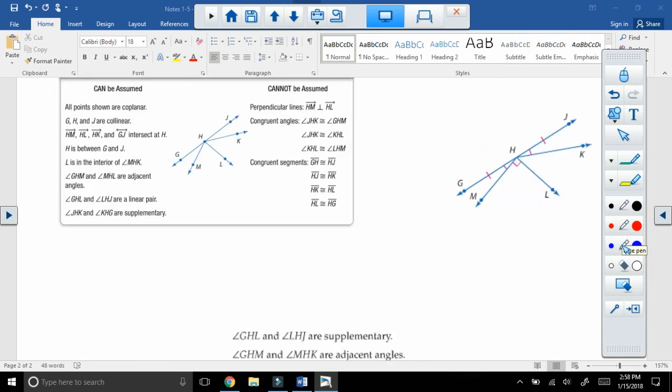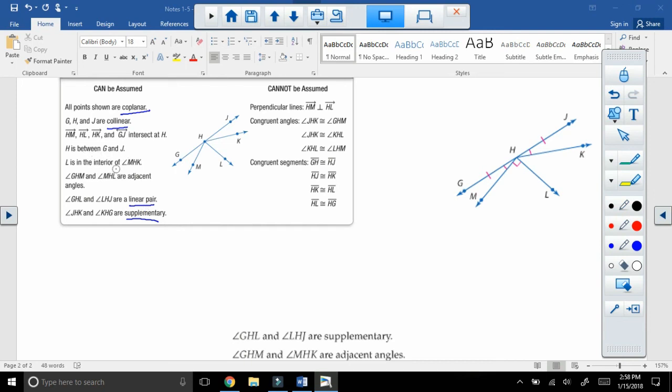I know this is the long section, almost done. There are a few things we need to make sure we can talk about, things that can be assumed and things that cannot be assumed. I'm not going to read through everything here, but we can assume things are coplanar, meaning if they're all drawn in the same plane, they are. Things are collinear, meaning if it looks like they're in a straight line, they are. That's the biggest one you need to know that you can assume, because that lets you assume that things are linear pairs and supplementary. Otherwise, we'd have really long drawn out directions. So we can assume that fact.